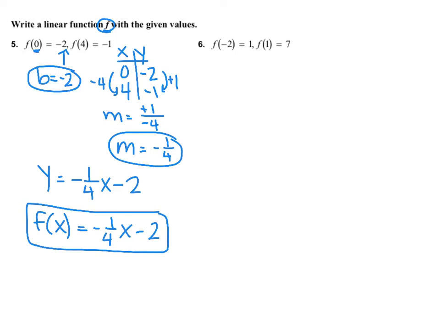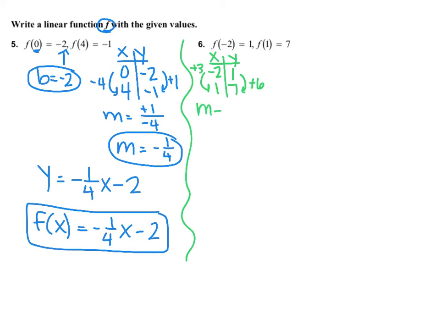And if we look at number 6, right, if I start by finding my slope in number 6, I have negative 2, 1, and 1, 7 as my 2 points. From 1 to 7, I went up 6. From negative 2 to 1, I went up 3. So my slope, positive 6 divided by positive 3, my slope is 2.